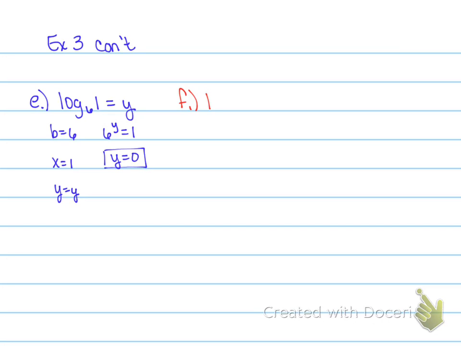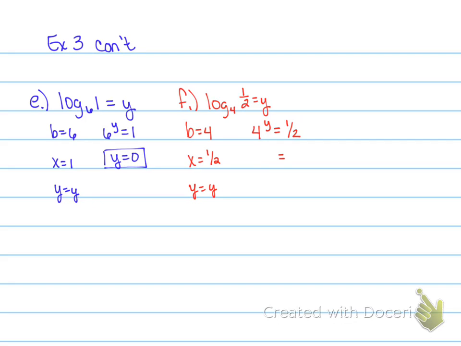F. So we have log base 4 of 1/2. And we're going to set that equal to y. So our base is 4, our x is 1/2, and our y is going to be y. So when I set it up into exponential form, I have b to the y equals our x. Well, this looks a lot like what we did on letter C now. So I need to get like bases.